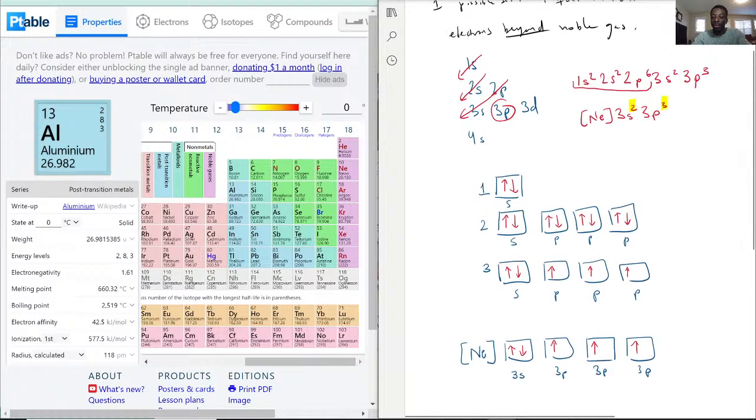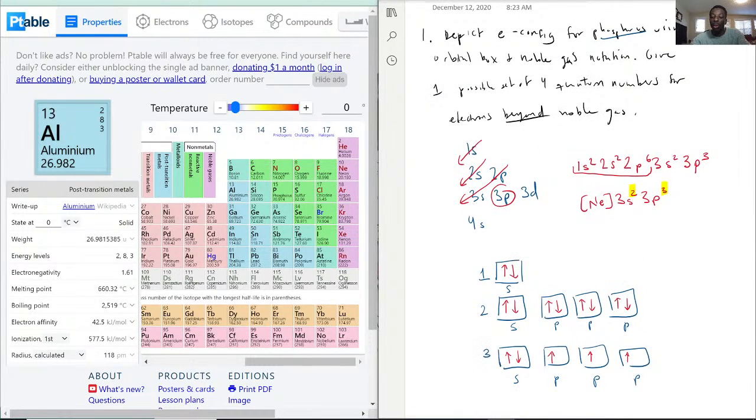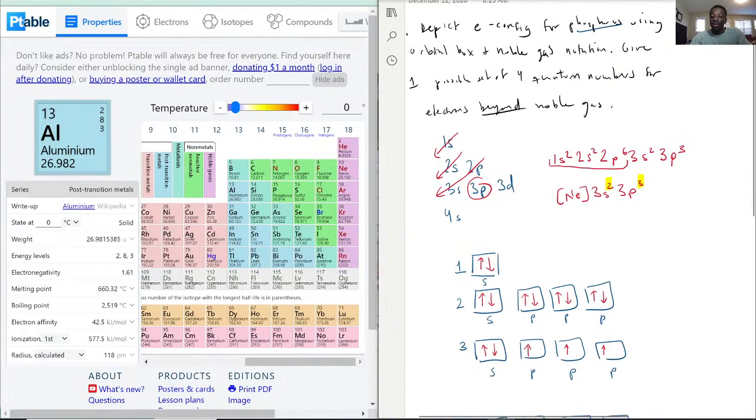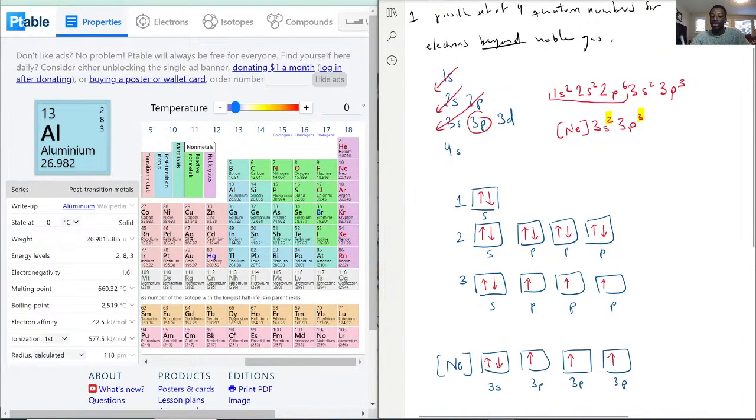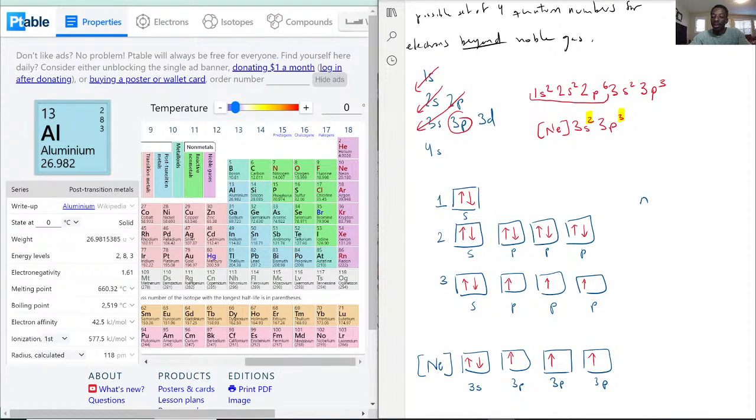Okay, so we'll now be able to draw out our orbital box notation as well. Now it asks us to give one possible set of 4 quantum numbers. The 4 quantum numbers they refer to are n, which represents the number of the shell you're on, pretty much the row, which is the number of the orbital.